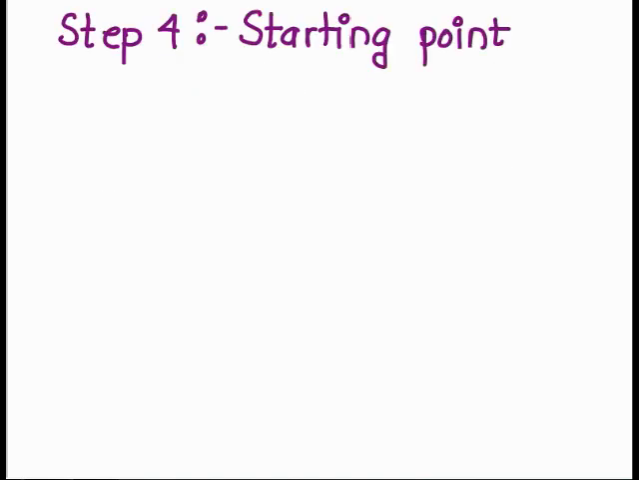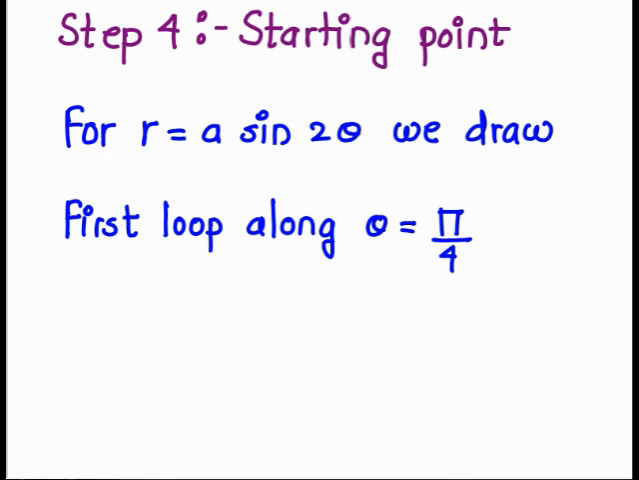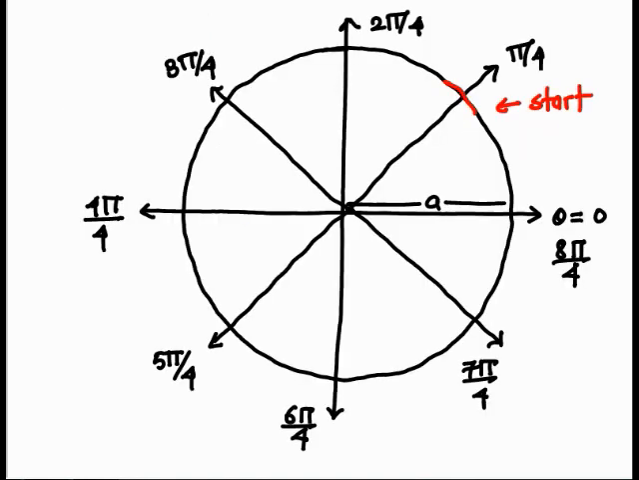In step number 4, we find a starting point. It depends upon whether it is sine or cos. So for this particular example, r = a sin 2θ, we draw the first loop along θ = π/4. So if you observe with the help of a diagram, we need to start this loop at this particular point, at π/4.